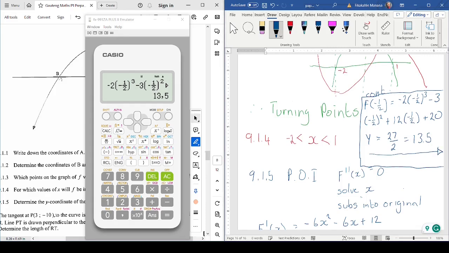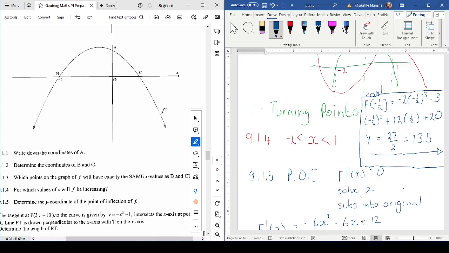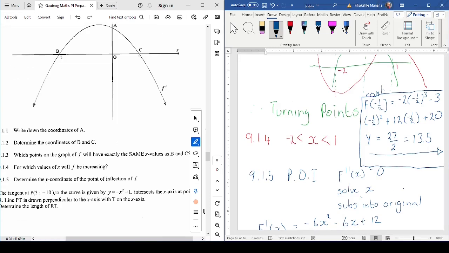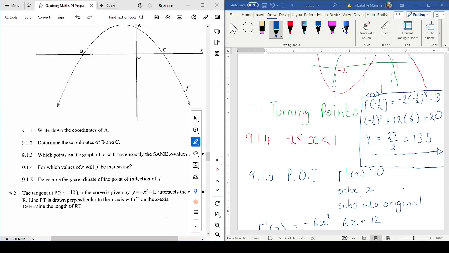I hope you understood the process. Okay, now looking at the next question, this 9.2. This question was cancelled, ruled out of the exam, so we will not be doing it because it's irrelevant.